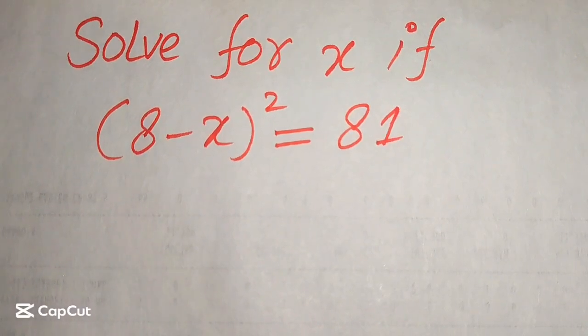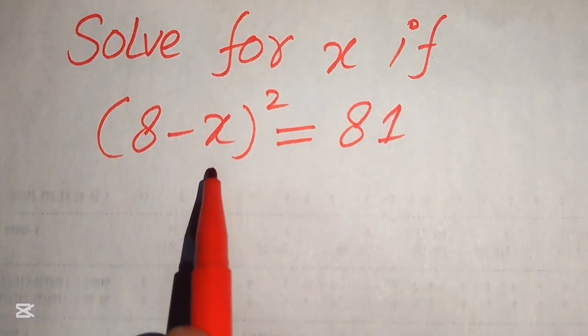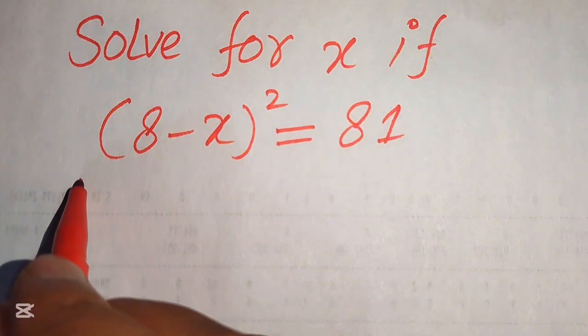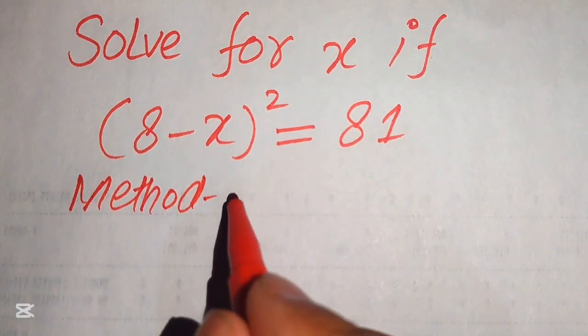Hello everyone, today I want to show you how to solve this problem for the values of x if we have (8 − x)² = 81, and we solve this problem by two methods, and I hope you like both of these methods.